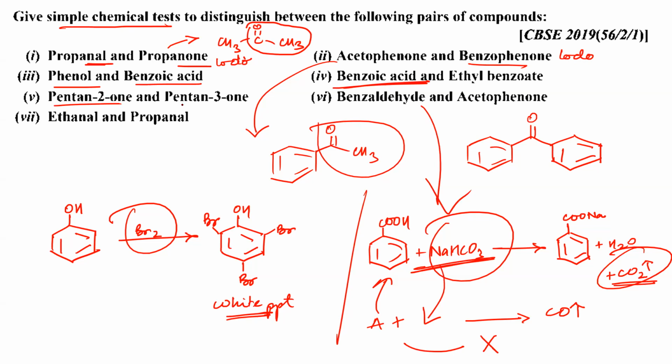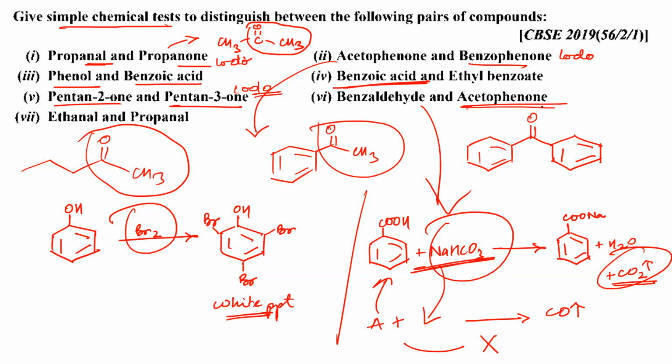Then you have pentan-2-one and pentan-3-one. If you write the structure of pentan-2-one, 1, 2, 3, 4, and 5, double bond O, it has this fragment COCH3. That means it is again the iodoform test. Yes or no, guys? Yes, sir. Right. Benzaldehyde and acetophenone. Acetophenone will have a COCH3 group. Is this clear? So this will be given by the iodoform test.